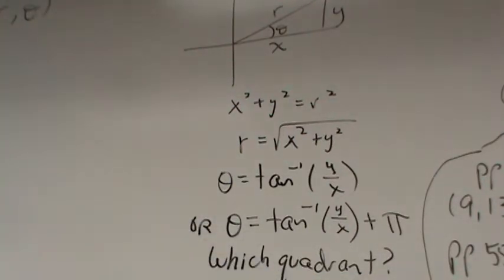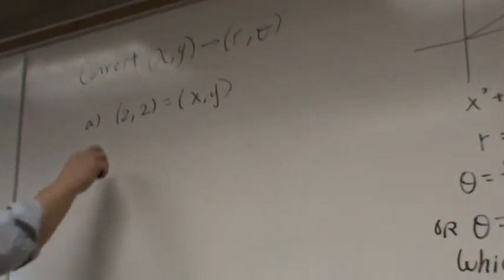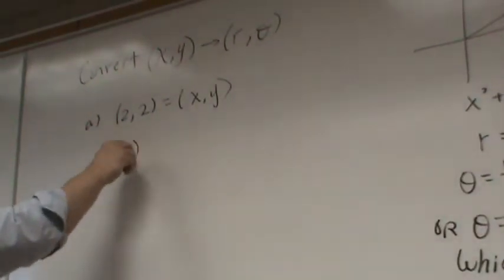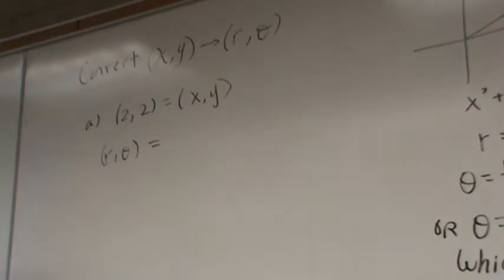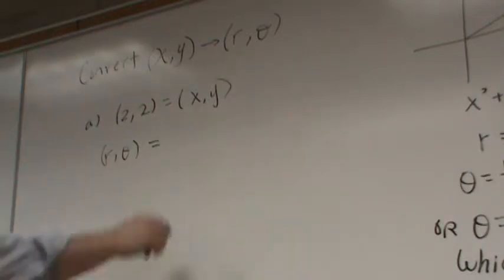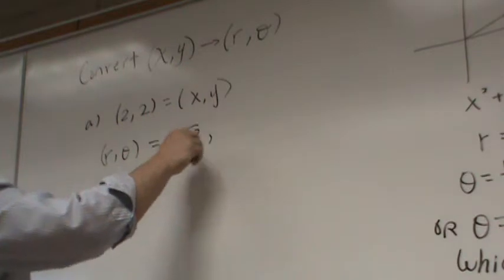Here, let me give you a problem. How about part A, 2 comma 2? That's my x, y. I want to get the r and the theta. Well, the r is usually pretty easy. I'm just going to take the square root of the sum of the squares, so it's going to be radical 8. You guys okay with that? So the r is going to be radical 8, or 2 radical 2.